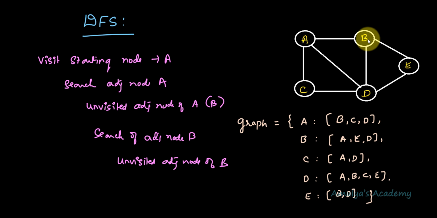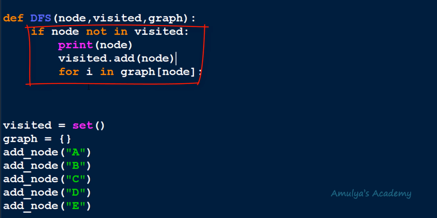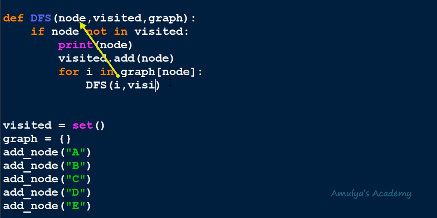Okay, now what I need to do? I need to visit this node. Before that, I need to check whether this node is already visited. If it is already visited, then do nothing. If it is not visited, then print this node, mark this node as visited, and check for its adjacent nodes. That is nothing but we are repeating these steps. We need to do the same thing for B now. That's why here I'll call DFS recursively for i. i is nothing but the first node of this list. And here you need to pass visited as well as graph.